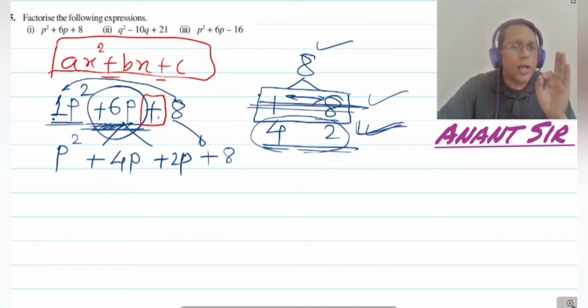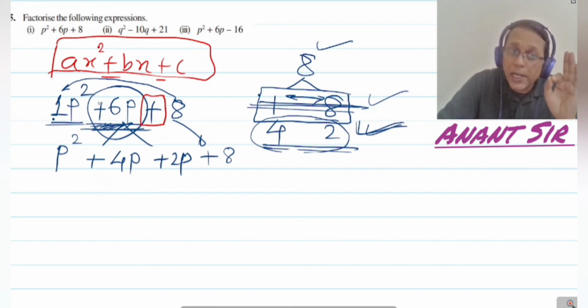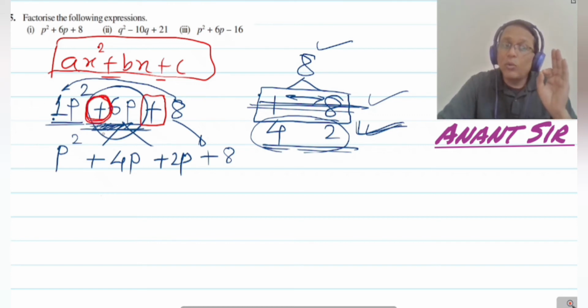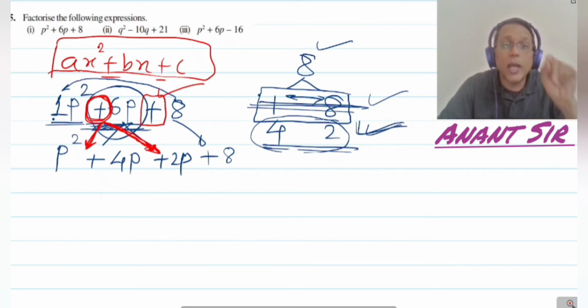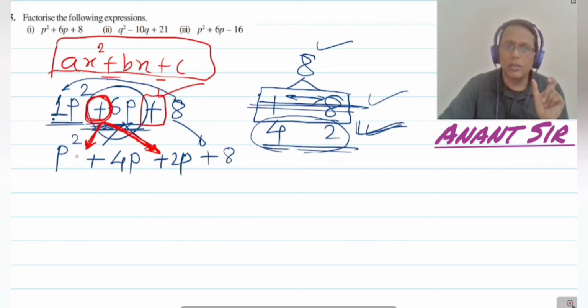So if the last term is positive, then give the sign of the middle term. What was the sign of the middle term? Plus. Give the sign of the middle term to both the numbers in the pair. This is very important. You will not have to think about signs then in any question, okay? I am going to tell you two formulas, two fundas. If the last term is positive, give the sign of the middle term to both the numbers, okay?